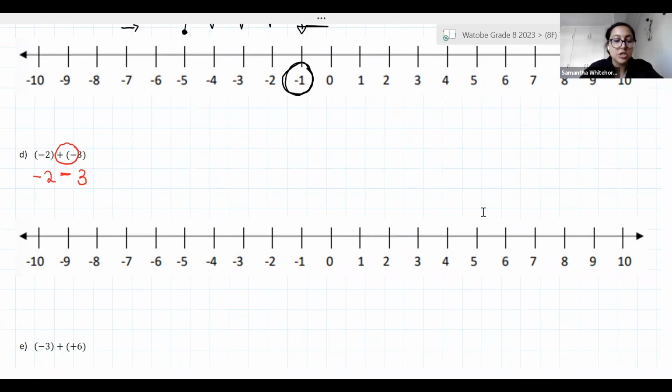So give this one a try. Put your answers in the chat. I will tell you when I want hands for answers. Otherwise, your answers are all going in the chat for me. Use your number line if you want. That's absolutely fine. If you don't want to use a number line, that's okay. But I want you to try this one.